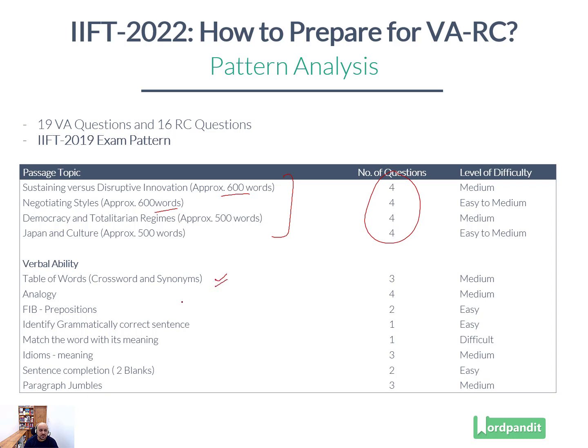Then you've got crosswords and synonym based questions, analogies, fill in the blanks, preposition based questions, grammatically correct sentences, matching the word with its meaning, idioms, sentence completion, and parajumble.